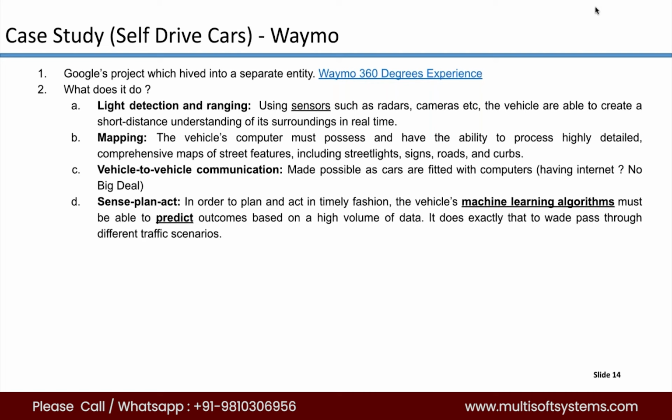Now to plan and act in a timely fashion, the machine learning algorithm must be able to predict the outcome based on a high volume of data. It does exactly that to pass through different types of scenarios. So it looks at a scenario, takes that into account, and feeds that into a machine learning algorithm. With the help of that algorithm, it says, you know what, I have to take a left turn or a right turn or stop or go ahead in the safest manner.